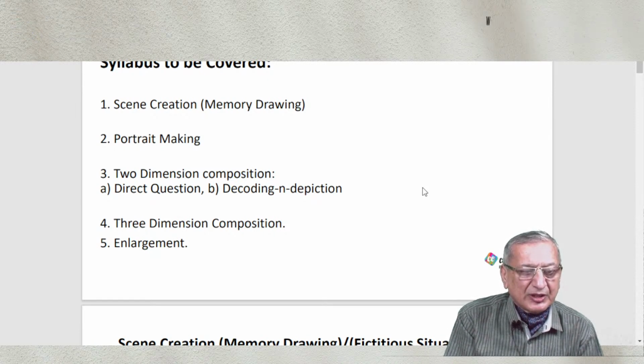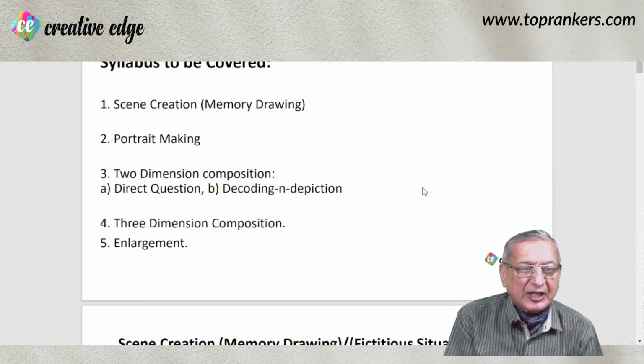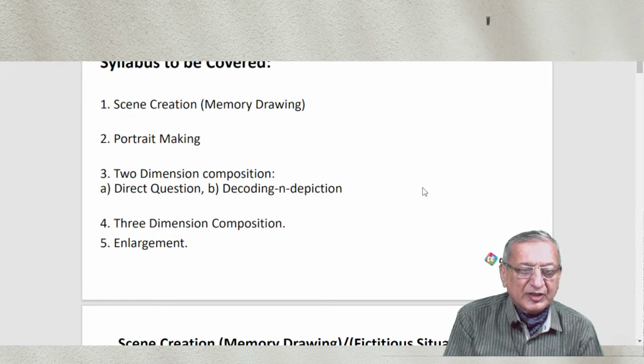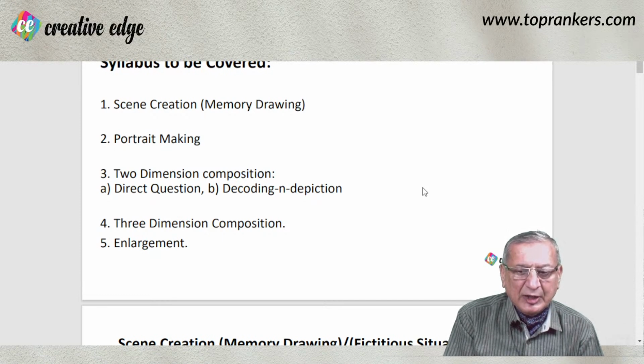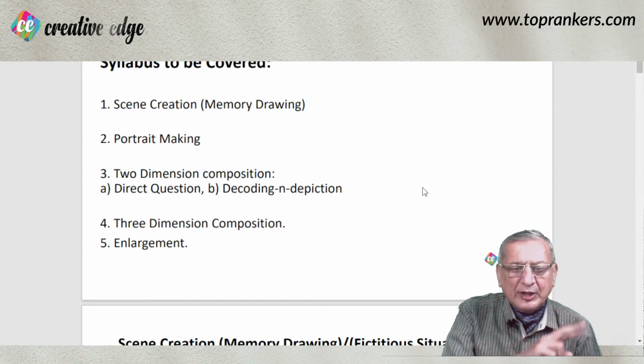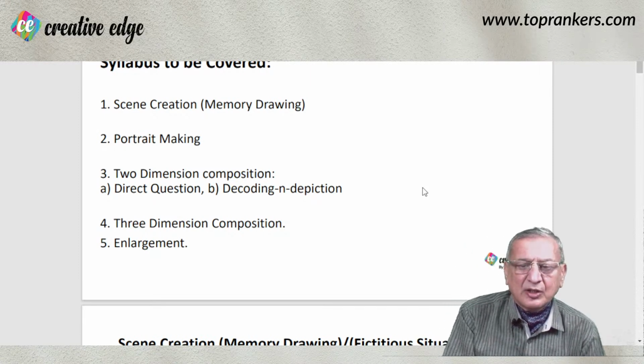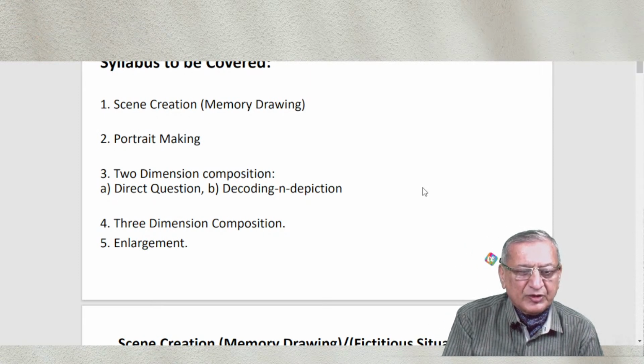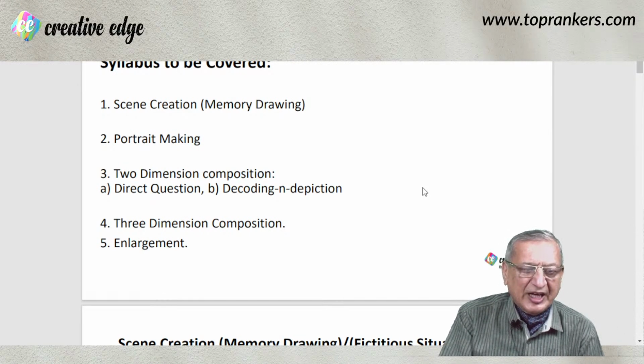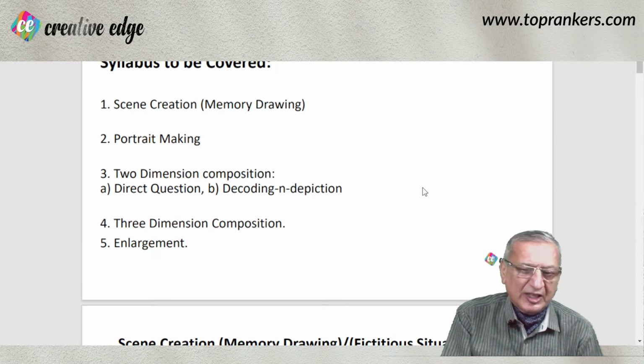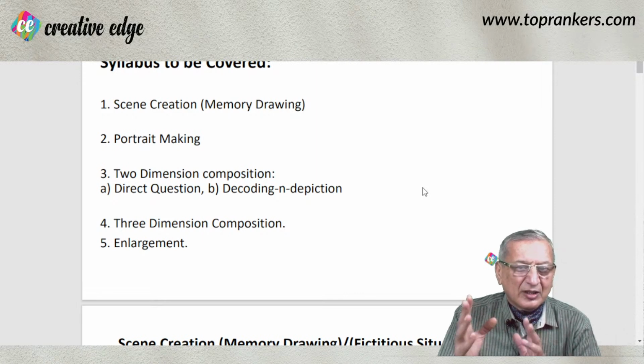Other kinds of questions are there. One of them, which again I rate as very high, is portrait making. Your own picture may be asked, or maybe somebody's picture may be asked to be made by memory only. There is nothing in front of you. Then there have been questions off and on on two-dimension composition. There are two types of two-dimension composition that I have cited in the JEE B.Arch examination. There may be a direct question saying that you make a design of a sari border. Yes, you heard it rightly. In JEE B.Arch, they are asking you to make a sari border design.